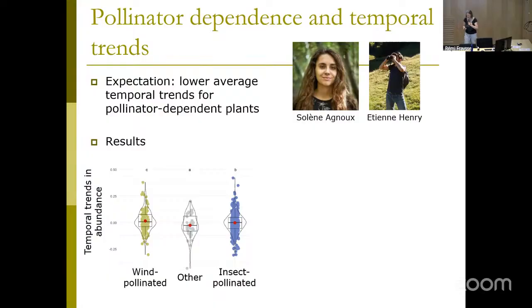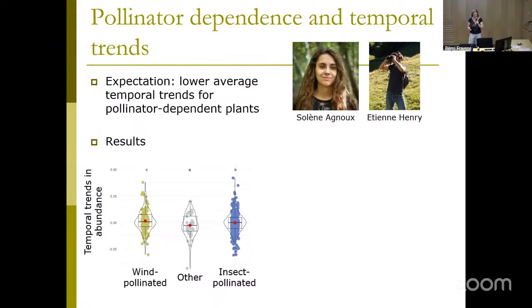Here you have, for all the 600 plant species, the temporal trends in abundance for mostly wind-pollinated species, mostly insect-pollinated species, and others. It's not obvious, you'll have to trust me, but the difference is significant with this approach. The temporal trend of insect-pollinated species is lower than that of wind-pollinated species. The one thing we don't understand very well is why the other group is even lower than the insect-pollinated plant species.